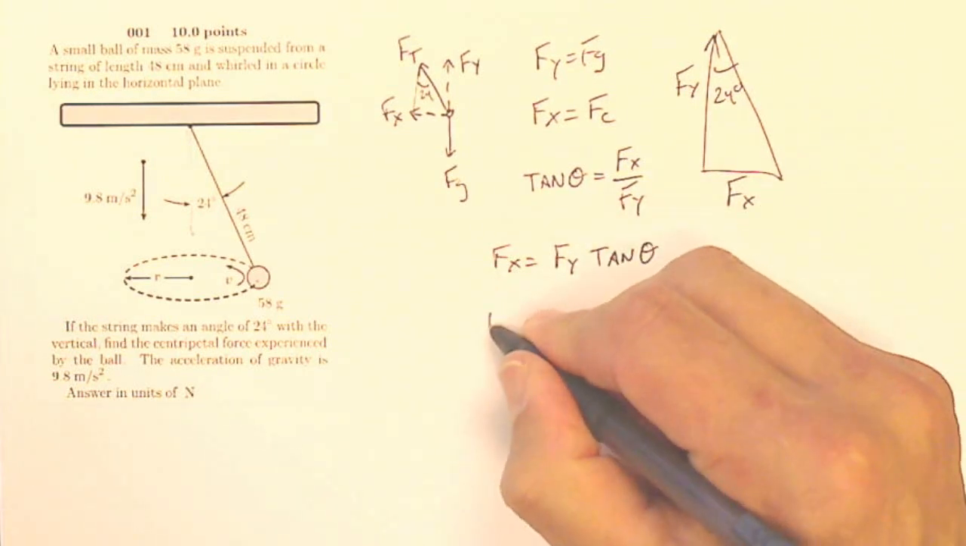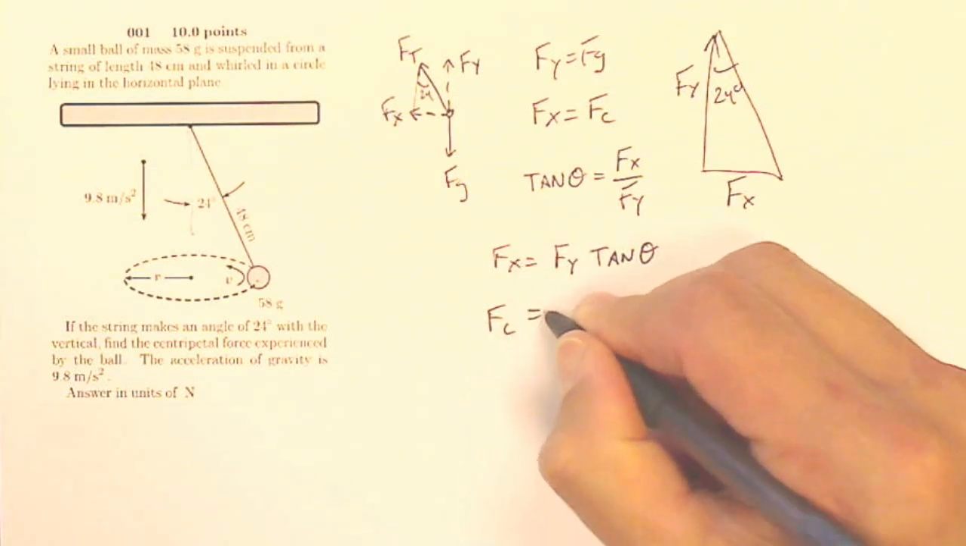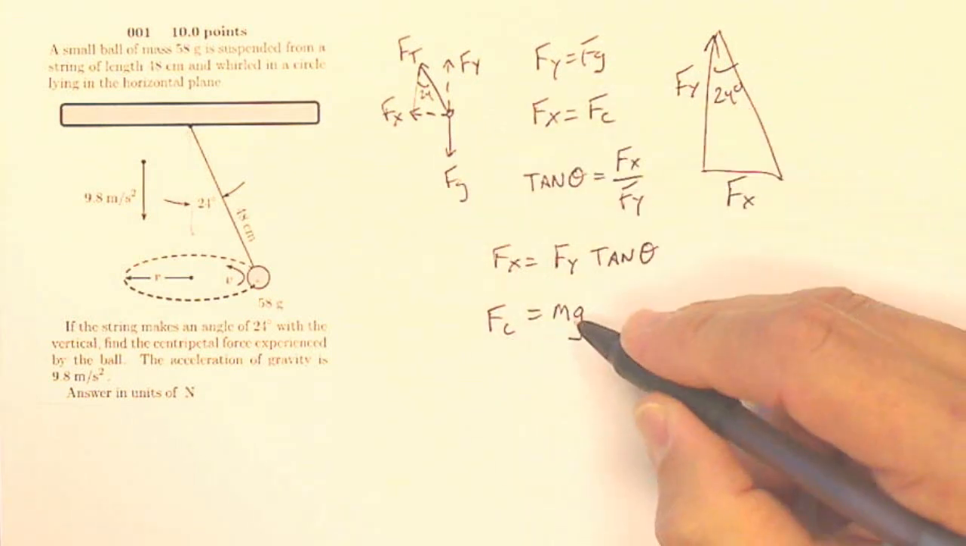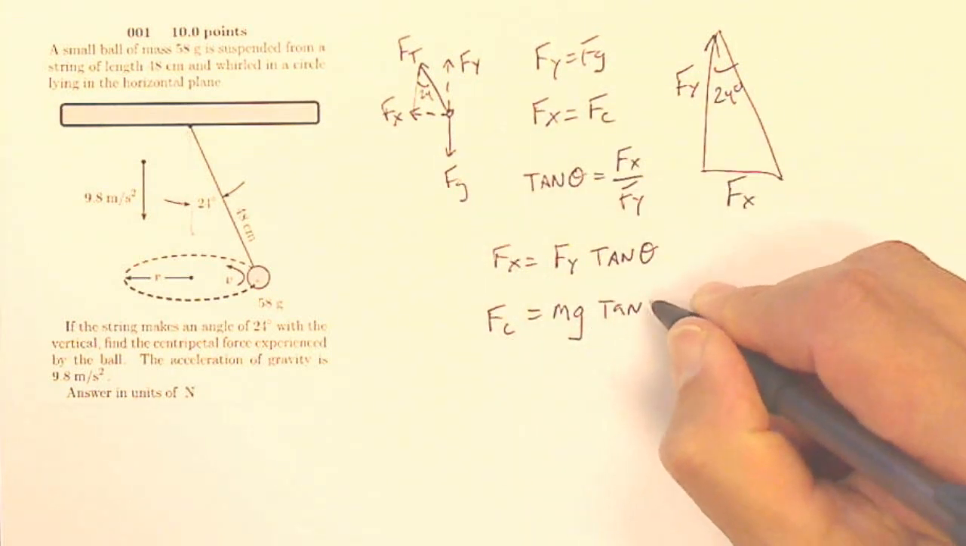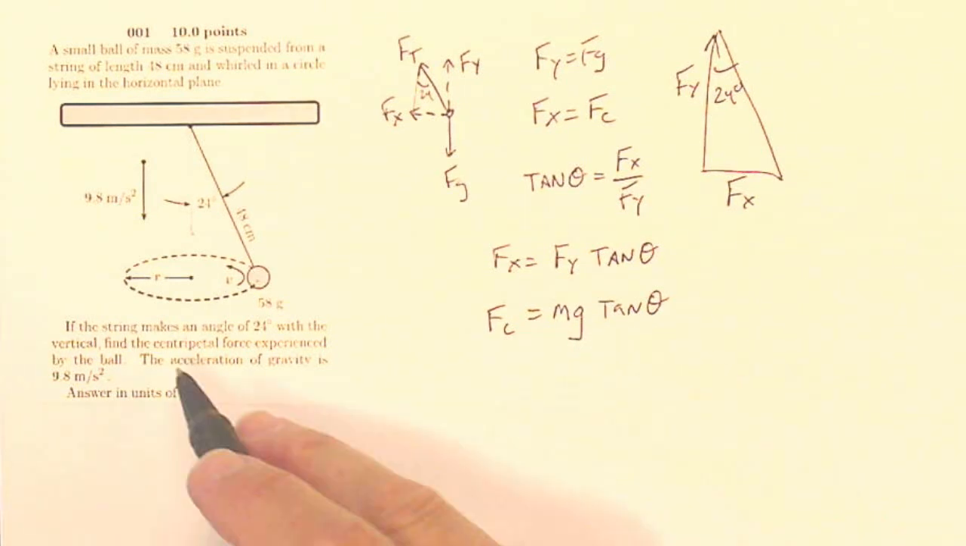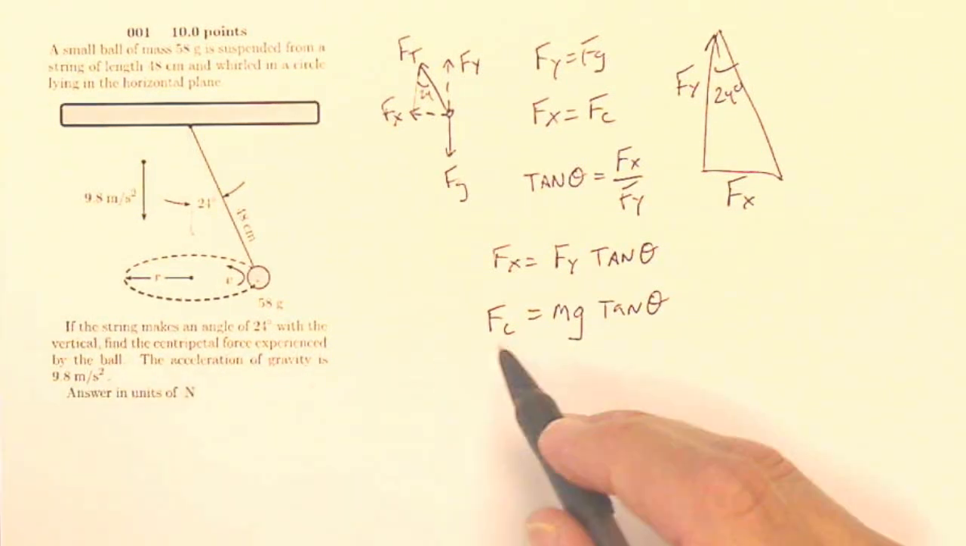Well, Fx is going to be my centripetal force that I'm looking for. Fy is going to be the mass times gravity, because that's my force of gravity, times tan theta. So my centripetal force is going to be mg tan theta. So it's looking for the centripetal force, so that's what I'm looking for.